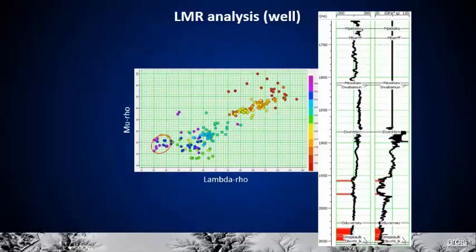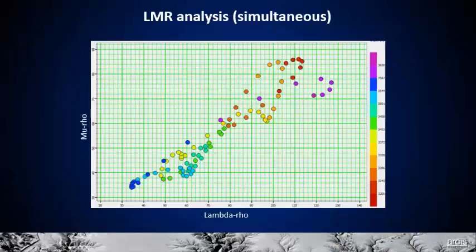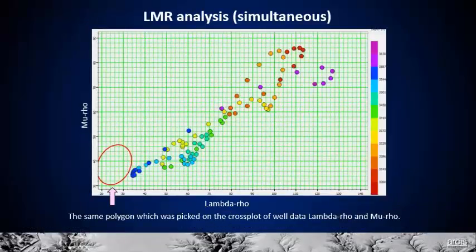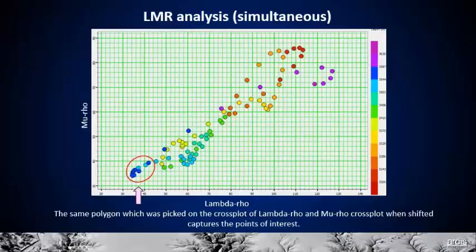You see the range here, 20 to 30 and 20 to 50 here, I think, and I pick up the same range here. So it is closer to what I get with the well logs rather than with the lambda rho mu rho type of thing. And obviously this will have to be shifted into a different range to pick up the same set of points.